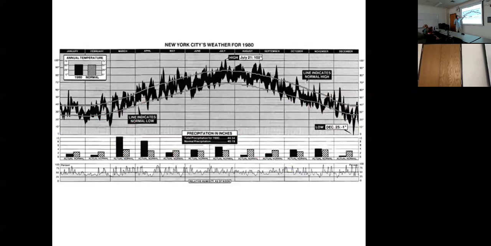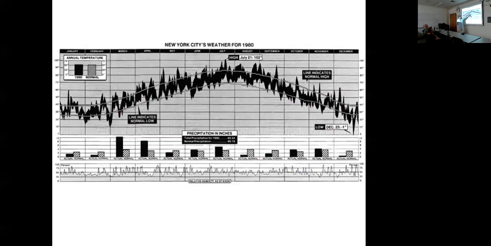These curves here, one line indicates normal low and the other indicates normal high. This says July 21st, it was 102 degrees in New York. This is the low on December 25th at night. You've got some information about the annual temperature here, which is just aggregated over the entire year. This is per month for the rainfall.